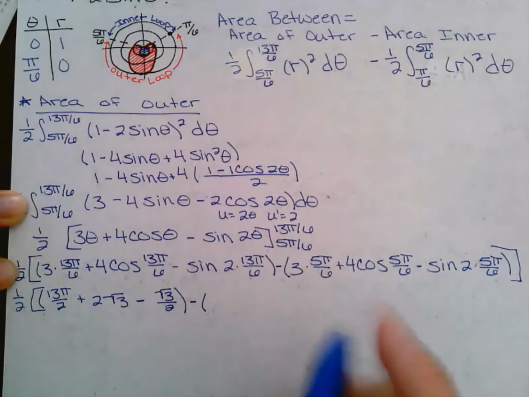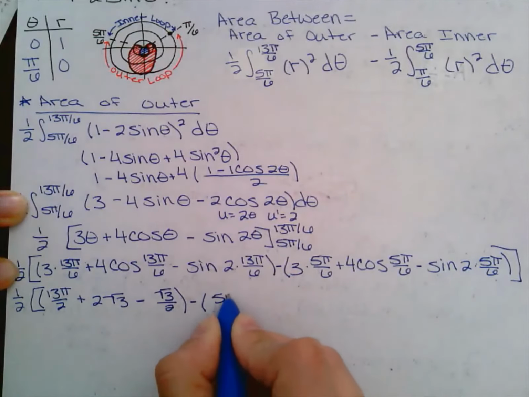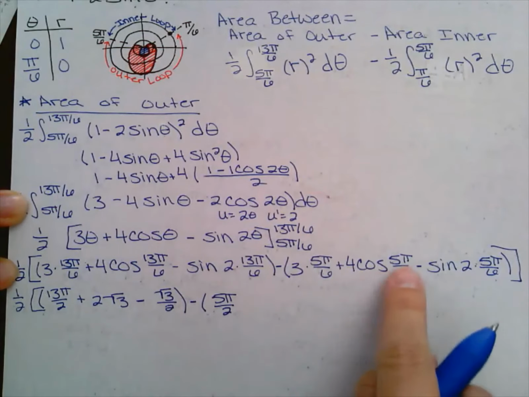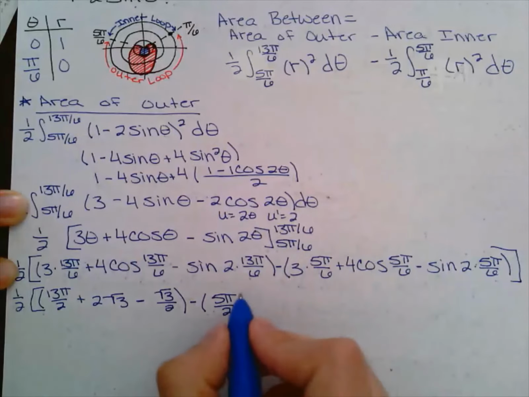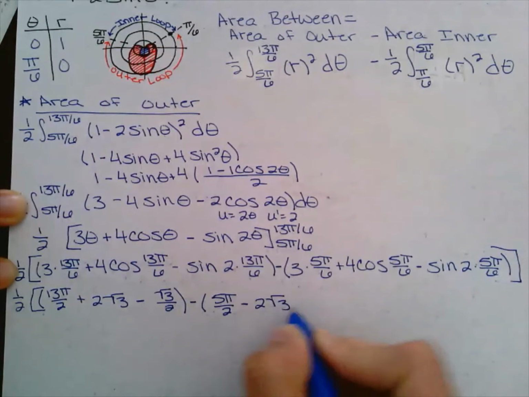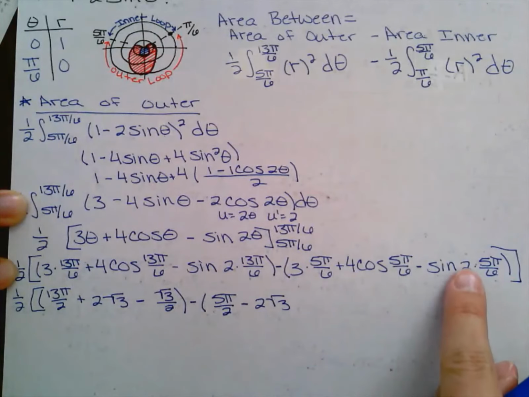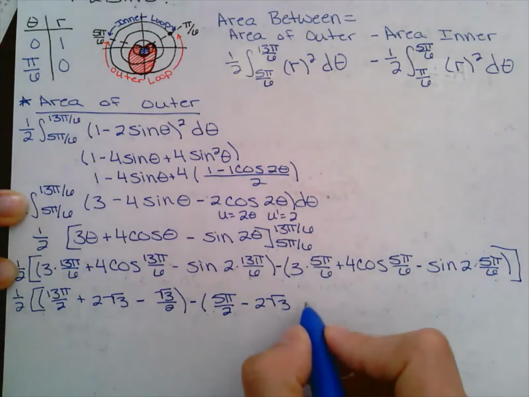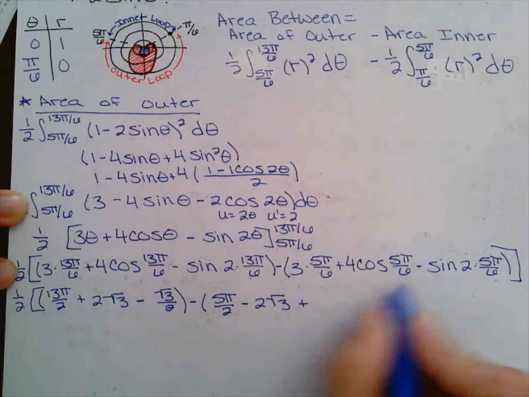Here I reduce the 3 and the 6, so I have 5 pi over 2. Cosine of 5 pi over 6 times 4, I get a negative 2 square root of 3. And then lastly, the 2 and the 6 reduce to a 3 in the denominator. Sine of 5 pi over 3 is a negative radical 3 over 2, so it becomes positive with that negative.